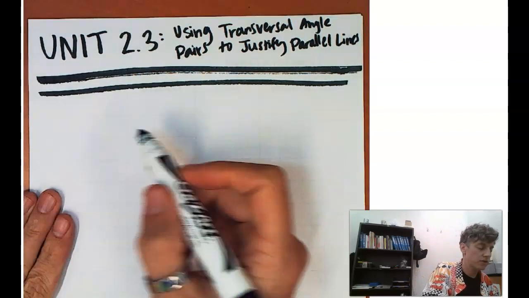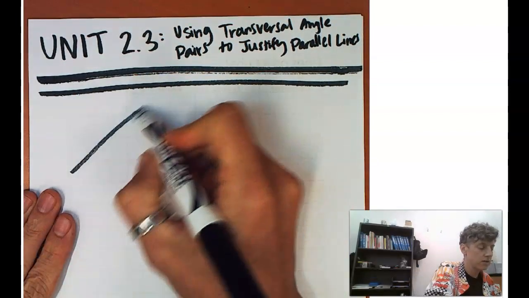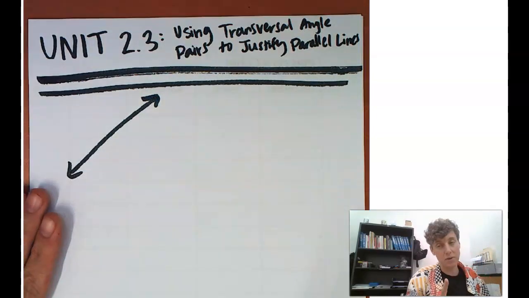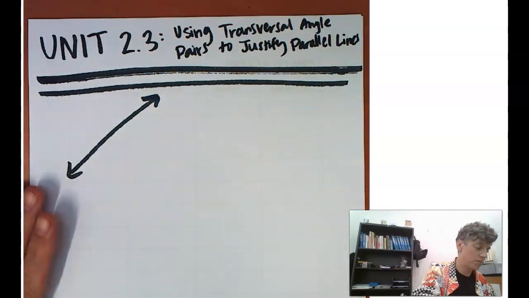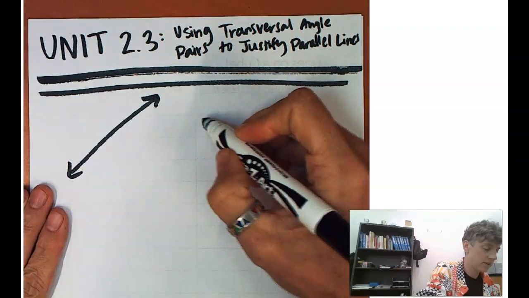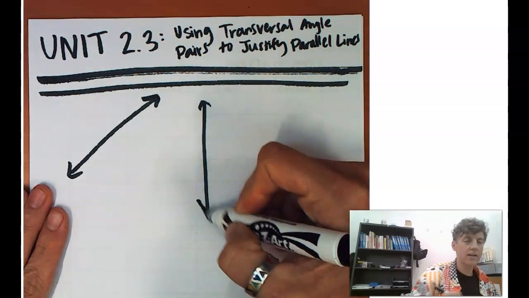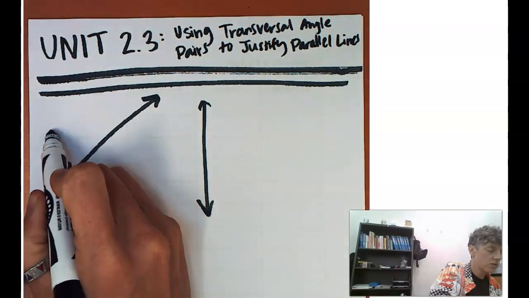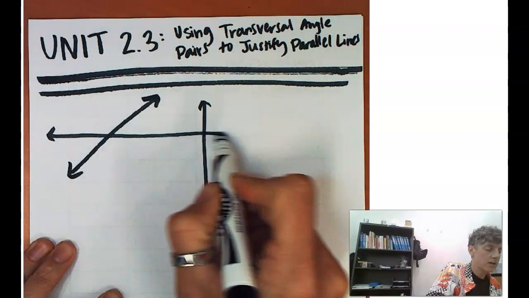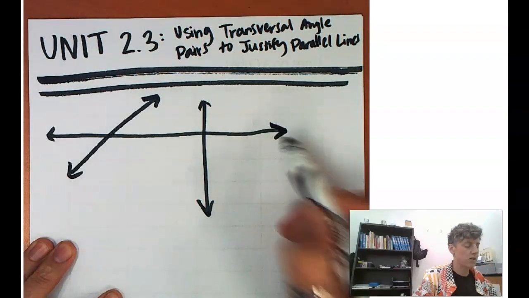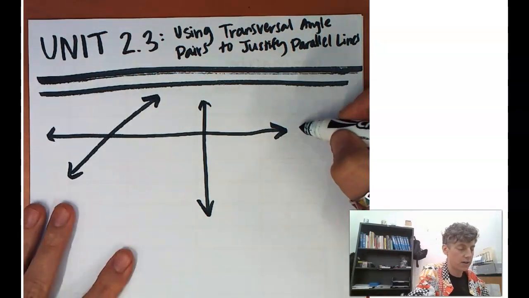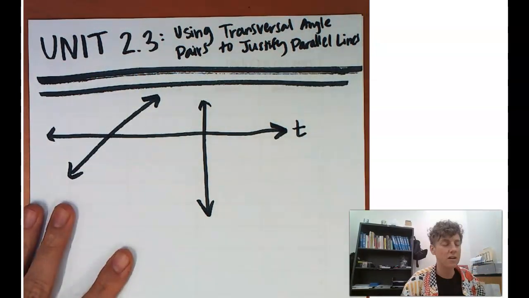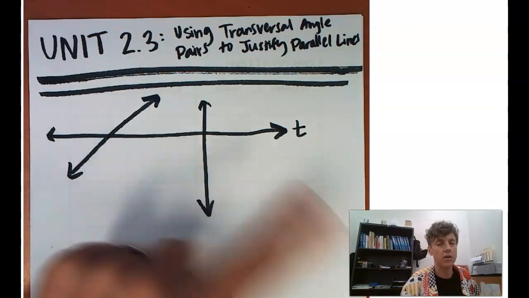First, I want you to draw two lines. Do not make them look parallel, though. Don't make these lines look parallel. So we've got two lines, okay? And then we've got a transversal, trans meaning across. So our transversal, let's call it line T, is going to go all the way across those two lines.